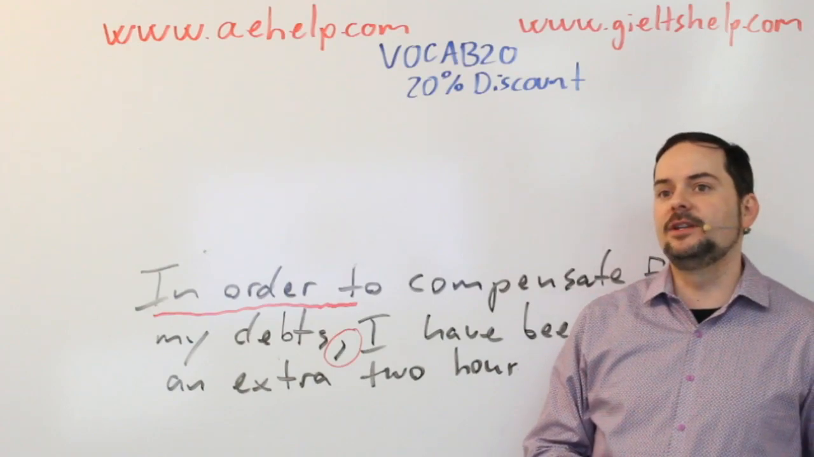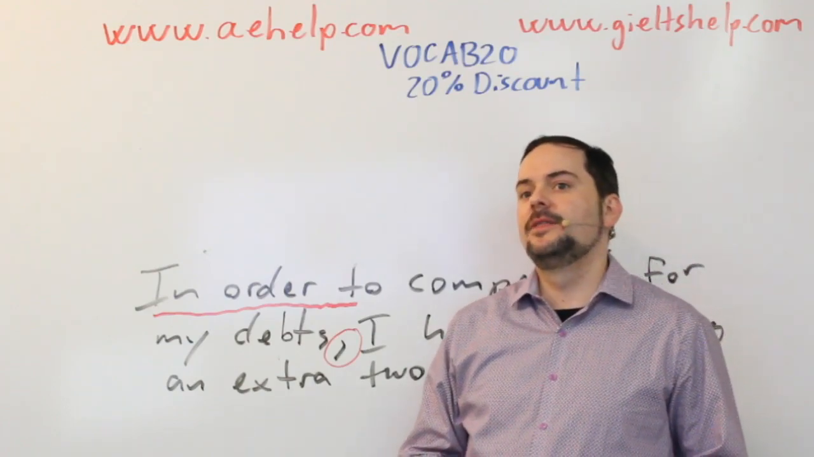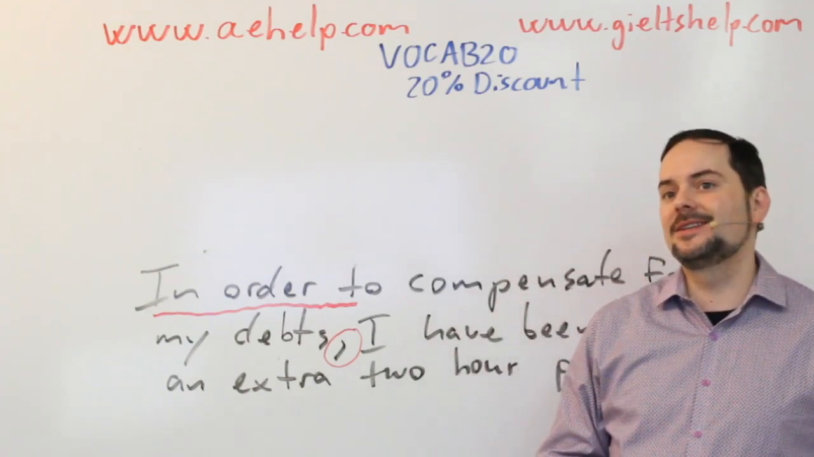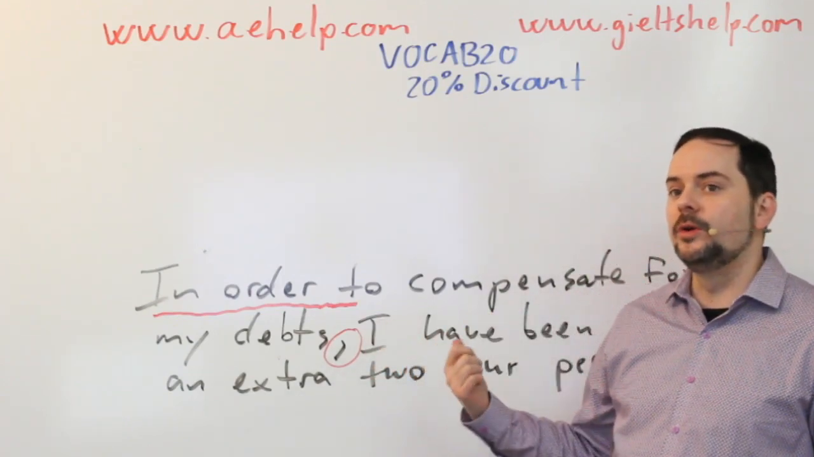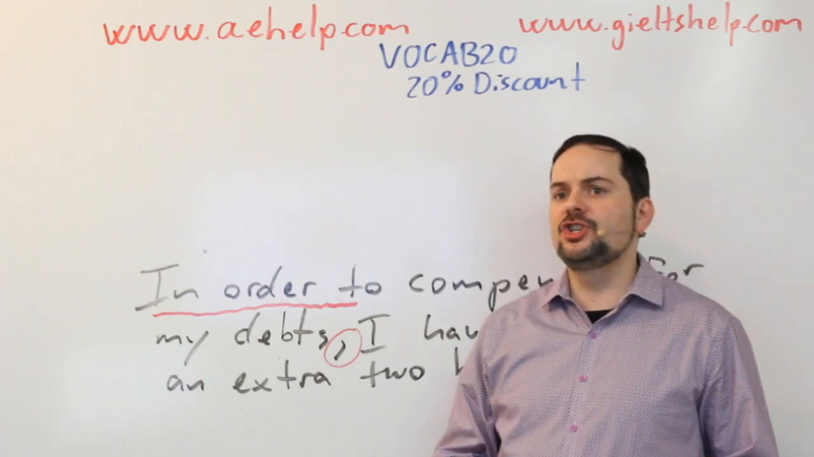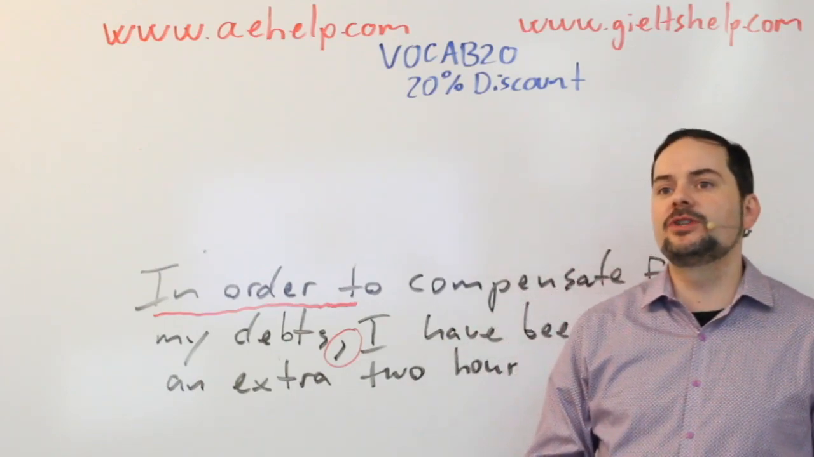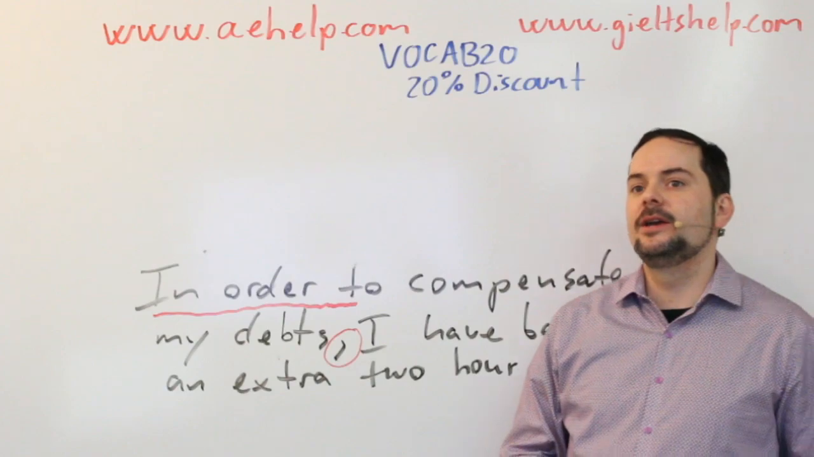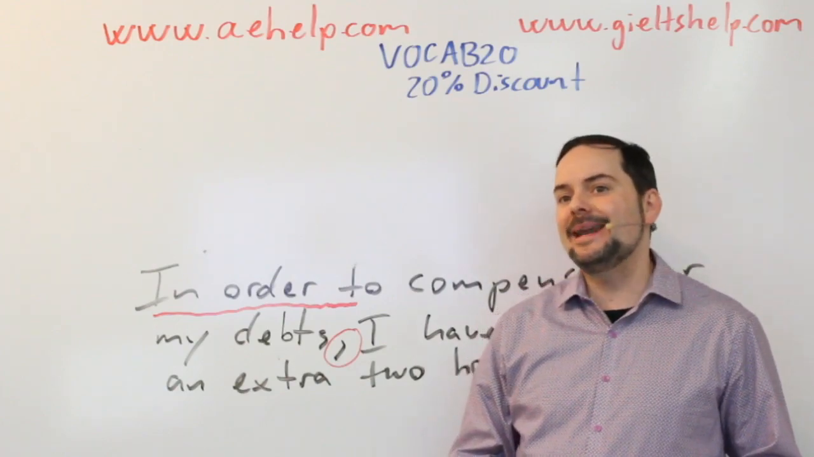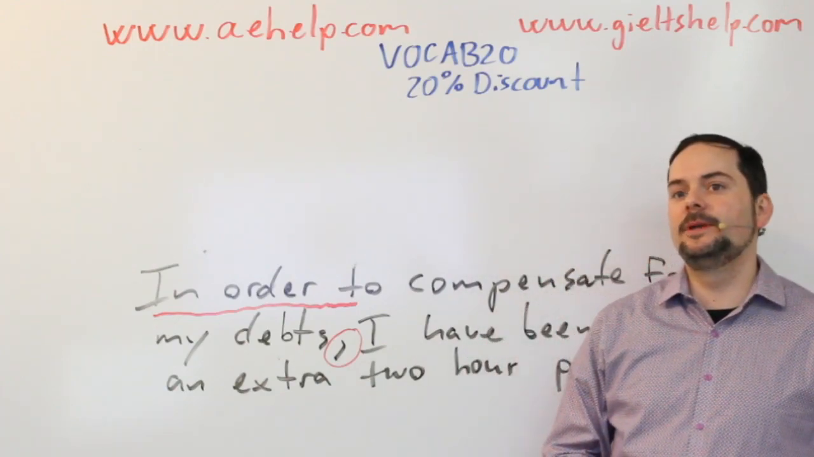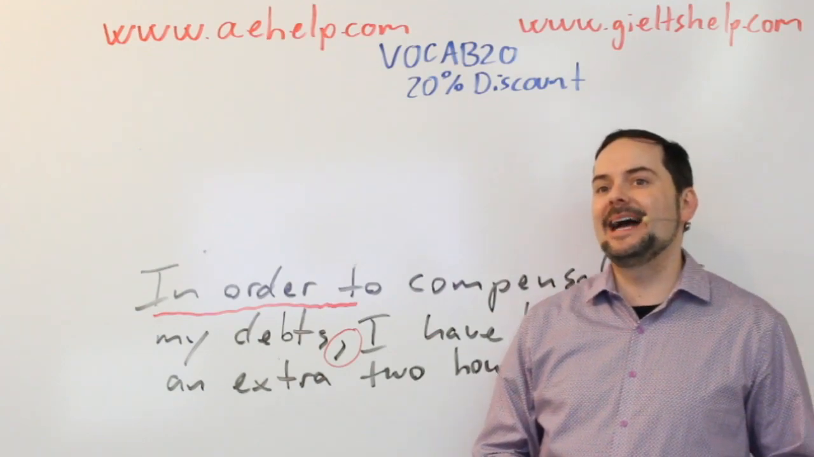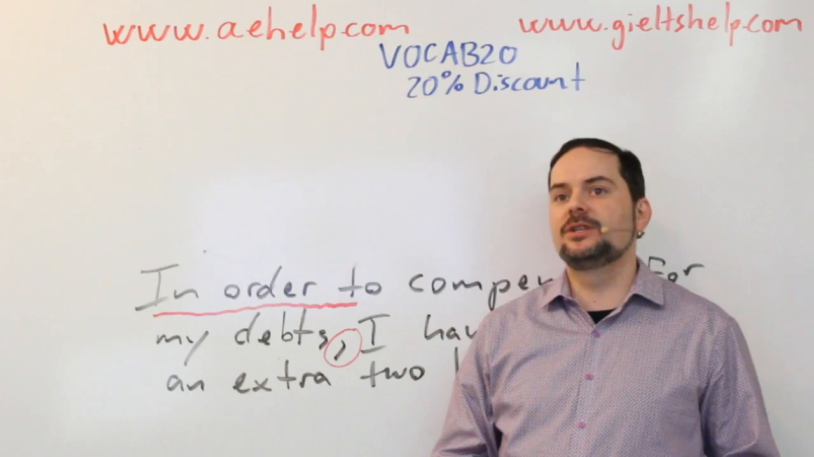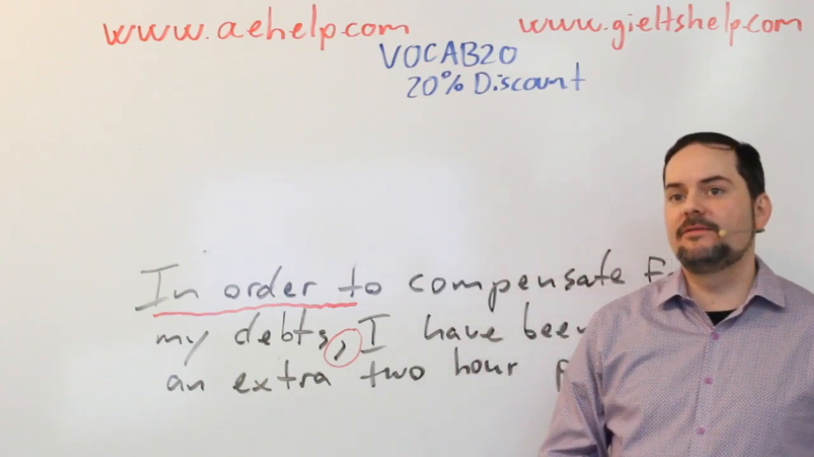So if I need to compensate for my debts, then I need to work an extra 2 hours. That's a condition. That means you're not really doing it. This sentence actually means that you're doing it. So Shishir says, I have to work an extra 2 hours because of my compensate debts. Okay, that's grammatically incorrect, but the idea is right. It would have to be, I have to work an extra 2 hours a day to compensate for my debts.